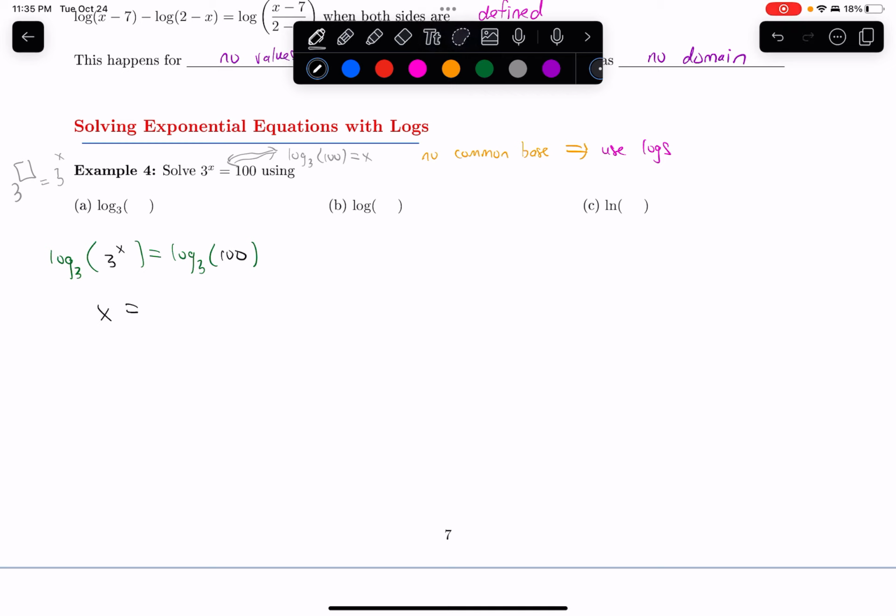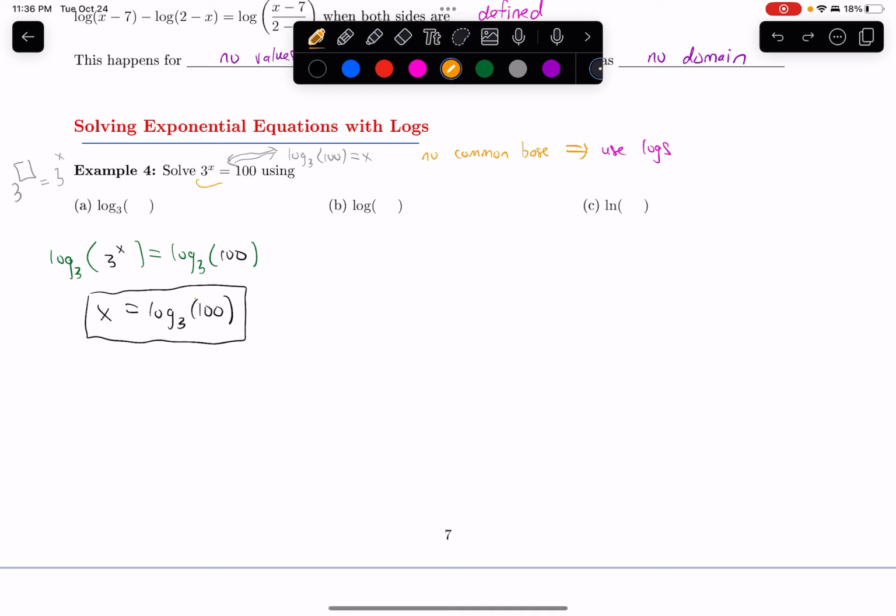And on the other side I've got log base 3 of 100. And now x is isolated, so that's my answer. It looks a little weird, but that is my answer. So what does this mean? That's a natural question that we might have. Like, what is log base 3 of 100? How big is it really?